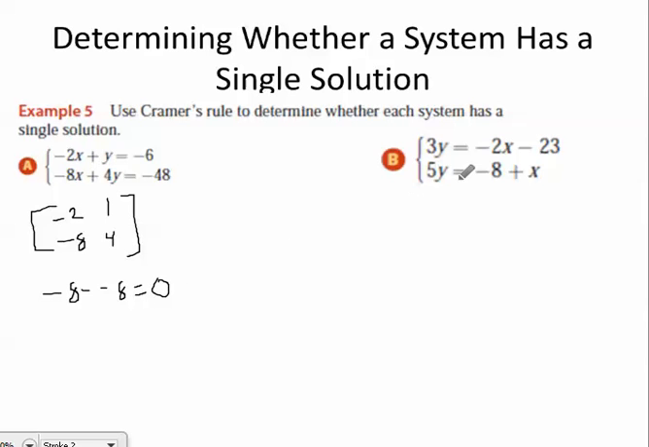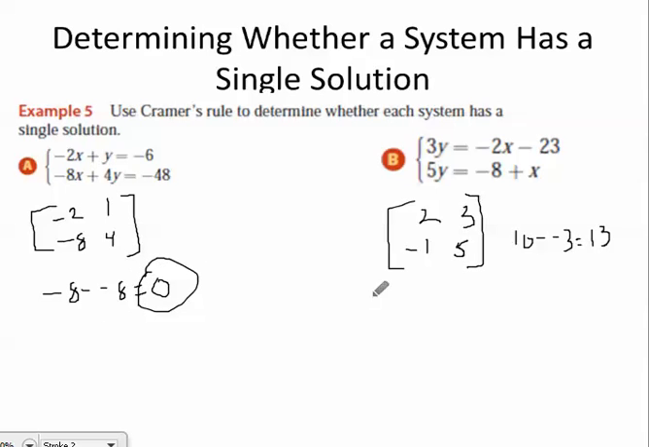Not going to work. Let's do this one. Oops, not in standard form. So I got to add the 2x to both sides, and I'll have 2 and 3. Add the x on that one, or subtract the x on that one. I'll have negative 1 and 5. Hope you guys see where I got those from. I just moved those around real quickly in my head. 2 times 5 is 10, minus a negative 3, and I get a 13. So my determinant is a 13. Yes, there will be a single solution. Make sense? This one can't be because I'm dividing by 0. This one, positive 13. Yes, I will have a single solution.